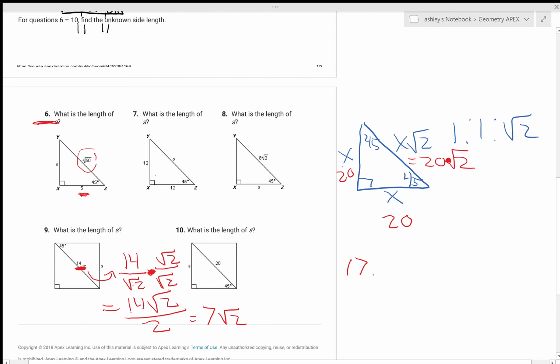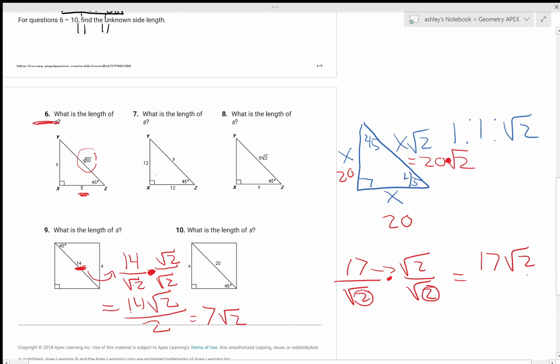17 divided by square root 2. If I want to rationalize that, what I'm going to have to do is multiply by square root of 2 on top and bottom. Don't get overly complicated with these. First thing you do, just combine that 17 and that square root 2. Easy peasy.